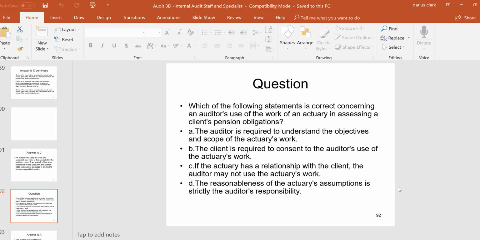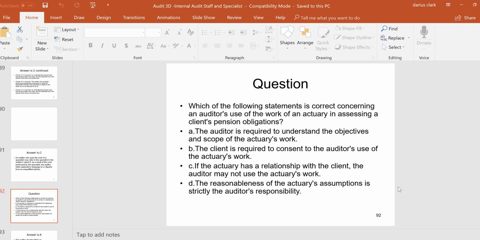So this is just any specialist question. They plugged in actuary here. But if this just said which of the following is correct concerning an auditor's use of the work of a specialist, I would say A. Yeah, you still need to understand the objectives and the scope of the specialist's work.